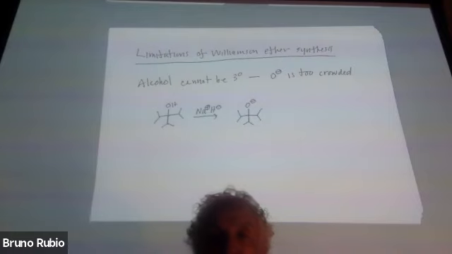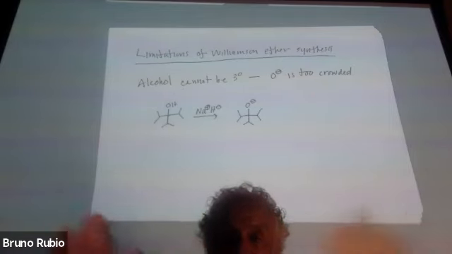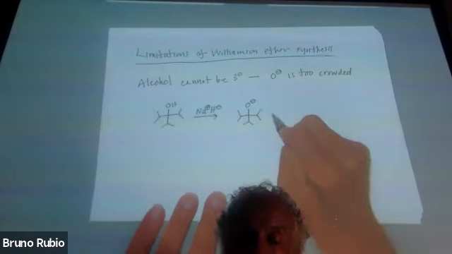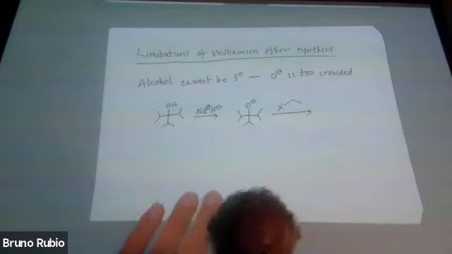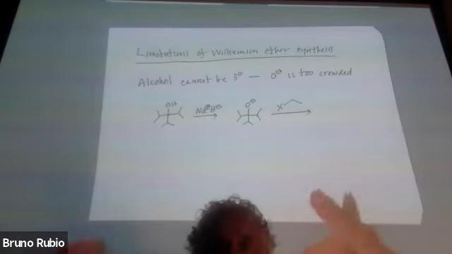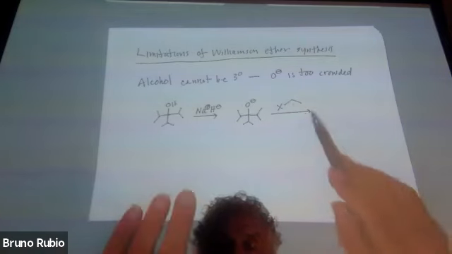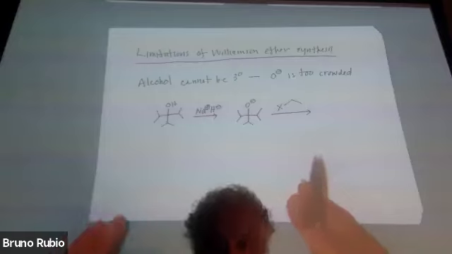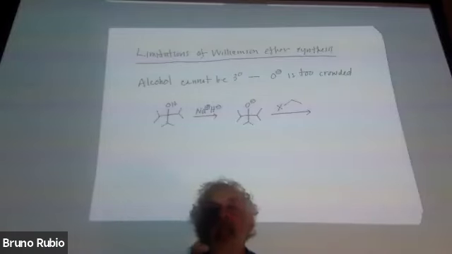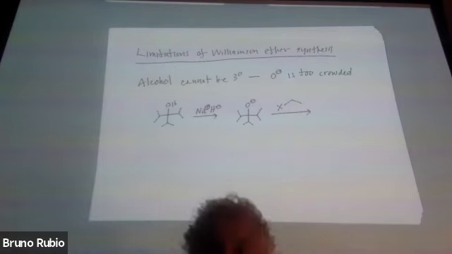So the O minus now is too crowded to get in there to remove the halide from the alkyl halide. The O minus is now surrounded by all of these fishtails. The O minus has to make contact with this carbon, but being surrounded by all these fishtails is going to make it impossible for that O minus to get in there. So the alcohol in the Williamson ether synthesis cannot be tertiary. The reaction will not work.